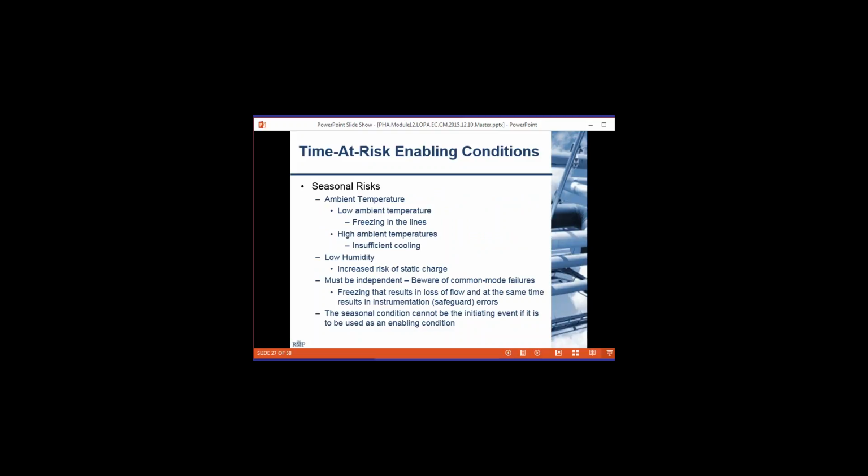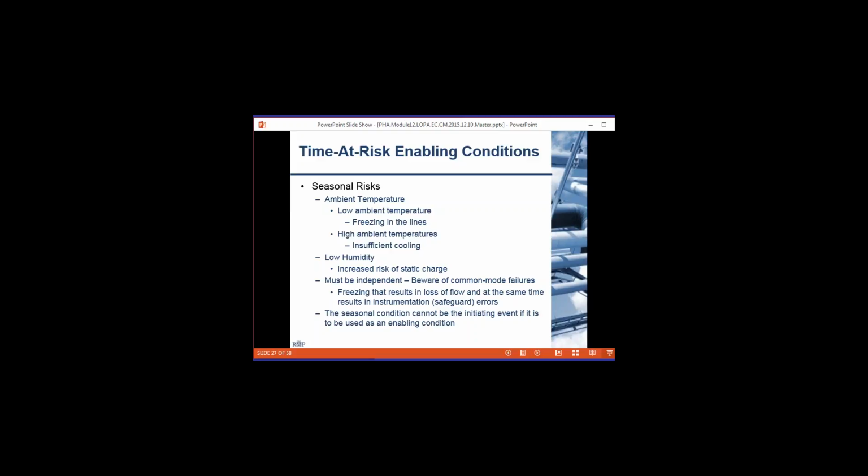Getting into seasonal risks, ambient temperature. So here you can have low temperature, possibly causing freezing lines. You can have high ambient temperature that maybe could affect your cooling, as well as low humidity. Generally, for most facilities, these events are only going to occur at certain times of the year, perhaps 3 months for summer, 3 months for winter, although that's going to deviate based on the location of the facility. What I want to point out here is that these seasonal risks must be independent if you're going to be using these enabling conditions.